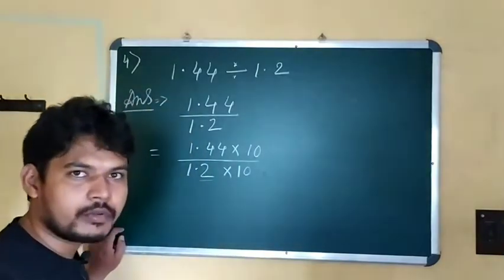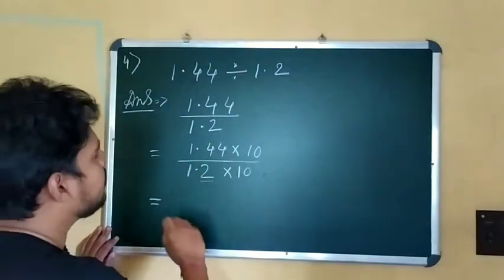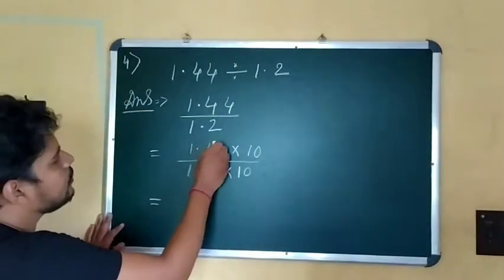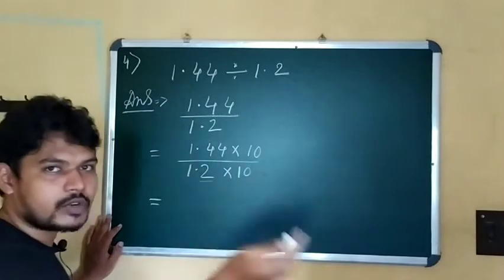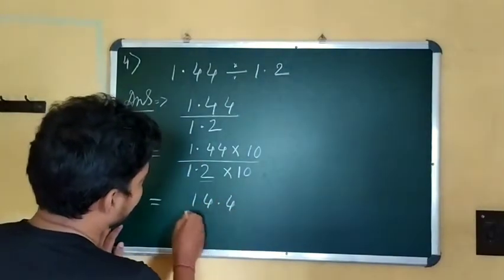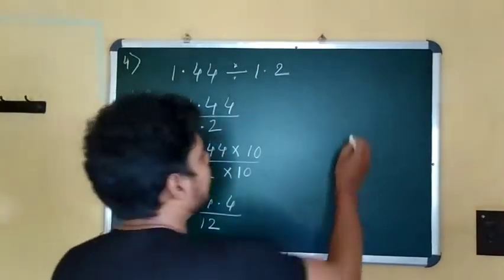Okay, all of you understood? Now you come to this. When we multiply 1.44 by 10, the decimal point shifts only one digit to the right, so it becomes 14.4, and here we get 12.